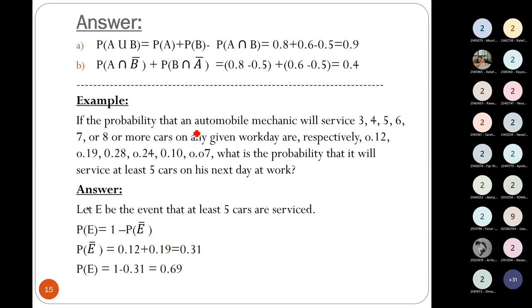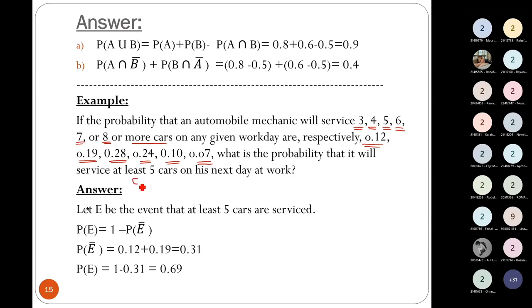Okay, another example. The probability that an automobile mechanic will service 3, 4, 5, 6, 7, or 8 or more cars on a work day is respectively 0.12, 0.19, and so on, and 8 or more is 0.07. What is the probability that he will service at least 5?